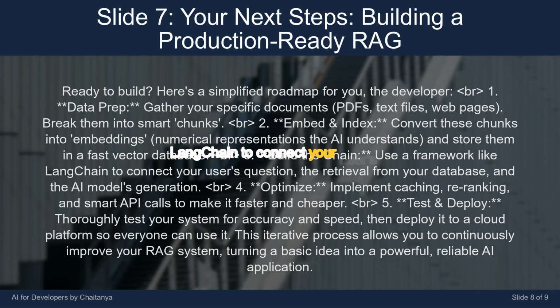3. Build the chain. Use a framework like LangChain to connect your user's question, the retrieval from your database, and the AI model's generation. 4. Optimize. Implement caching, re-ranking, and smart API calls to make it faster and cheaper. 5. Test and deploy. Thoroughly test your system for accuracy and speed. Then deploy it to a cloud platform so everyone can use it. This iterative process allows you to continuously improve your RAG system, turning a basic idea into a powerful, reliable AI application.